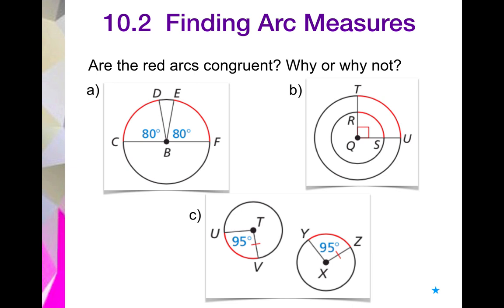And then finally, I have two circles down here that have the same radius, so they must be congruent. And then I have 95 degrees here, 95 degrees here. You can either prove or not prove that the arcs are also congruent.